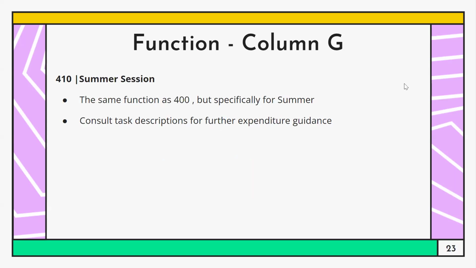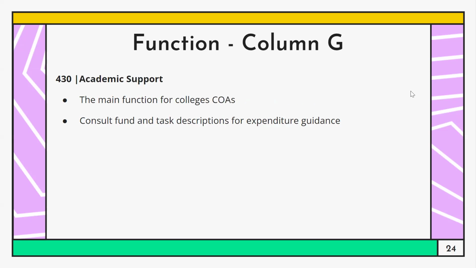The next one is function 410. This is summer session. It has the exact same purpose as 400, but this is specifically for summer-related expenditures only. And again, you should consult your task descriptions for further expense guidance. Next, we have function 430, which is academic support. This is the main function for most of our college COAs, and you can consult the fund and task description combos for further expenditure guidance.